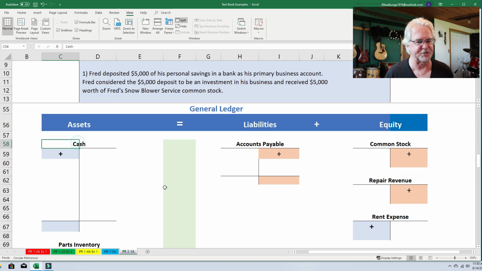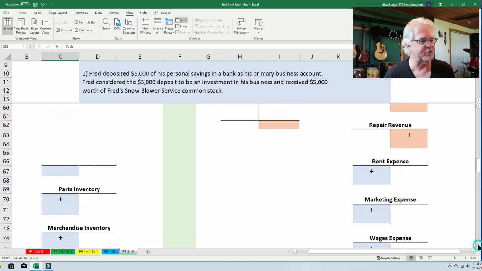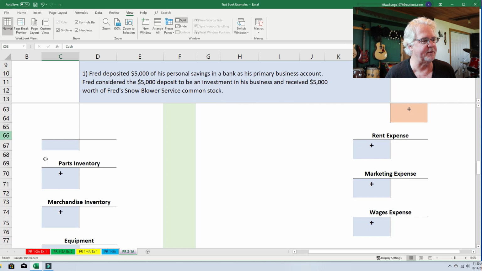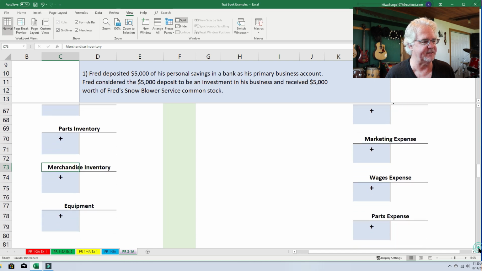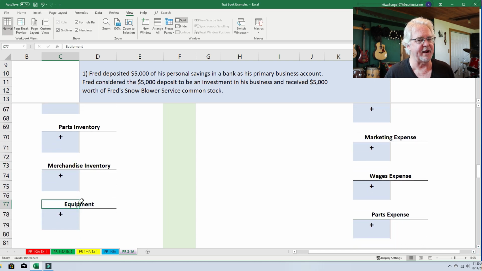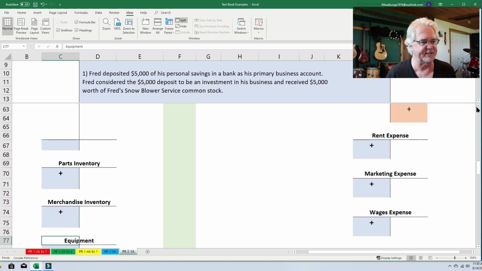Like it's nice to have cash. I like having cash, and I bet you do too. And if you're a snowblower repair service, it's probably nice to have parts inventory and merchandise inventory. What else does Fred have? Fred has some equipment. So everything on the left-hand side are assets, nice things to have.